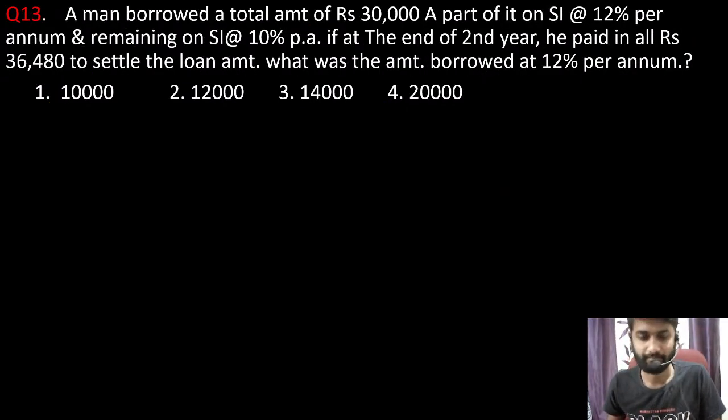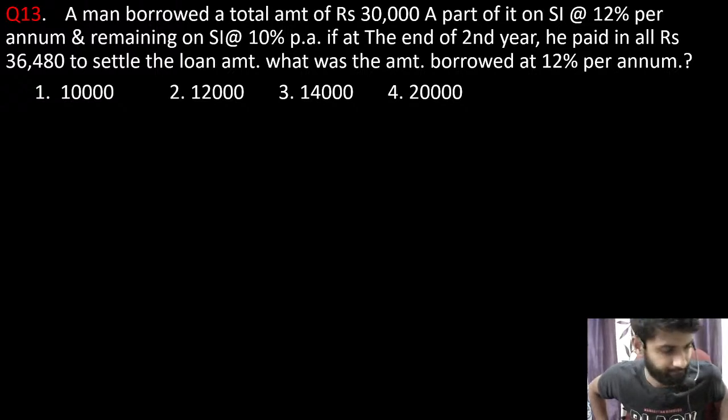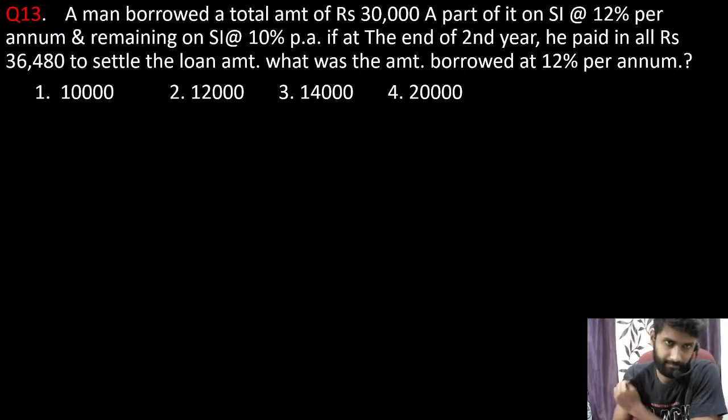Next one. Next, a man borrowed a total amount of 30,000. A part at simple interest 12% per annum, the remaining at simple interest 10% per annum. At the end of the second year, he paid 36,480 to settle the loan amount. What was the amount borrowed at 12% per annum?